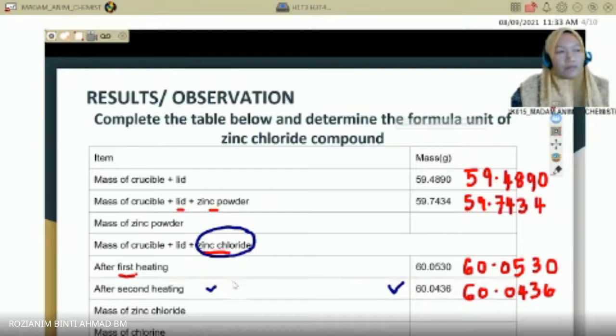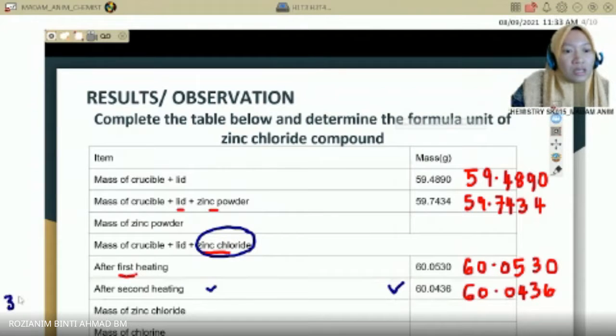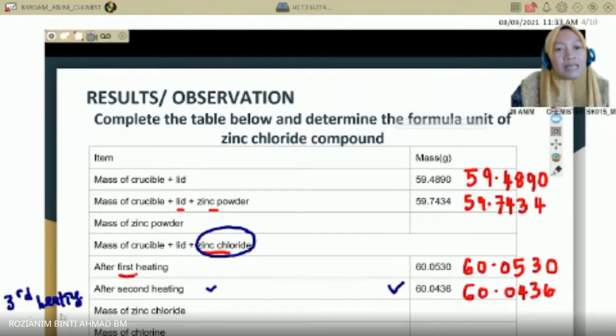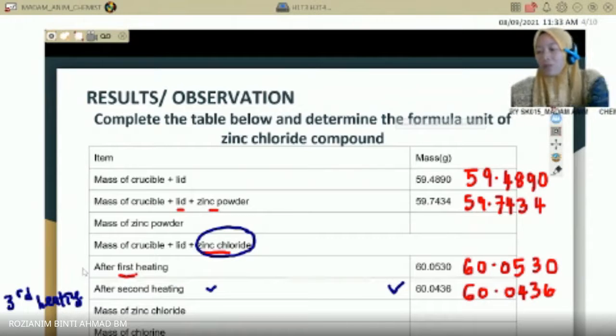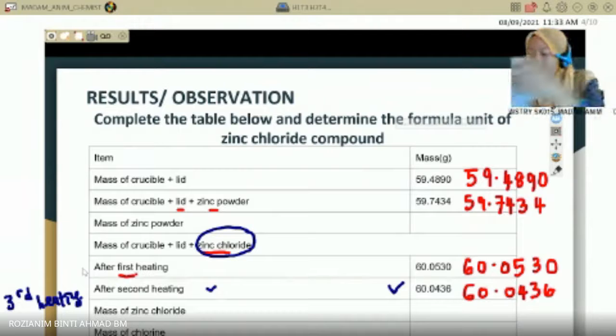Okay, the first question is that we could proceed to the third data, meaning the third heating. What is the target so that this experiment stops at the second heating only? Why did I not give the third heating, fourth heating and other heating? Why? Who can respond?